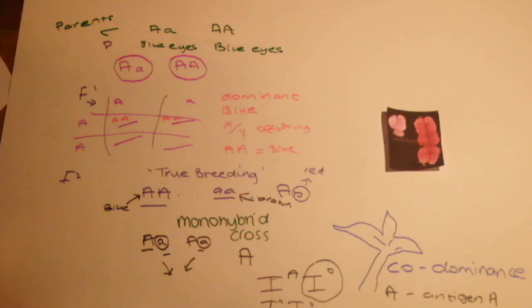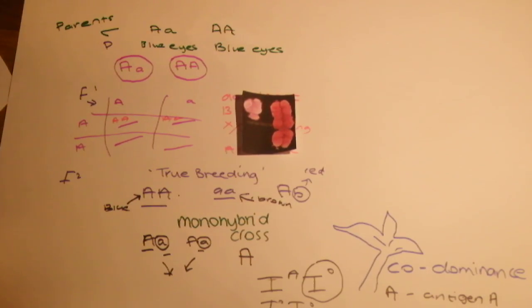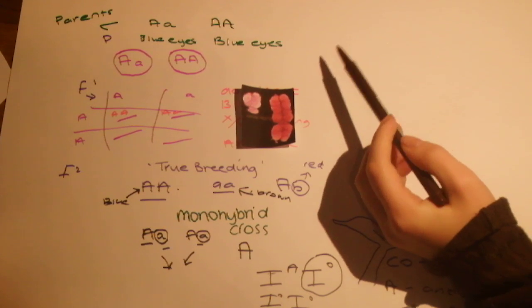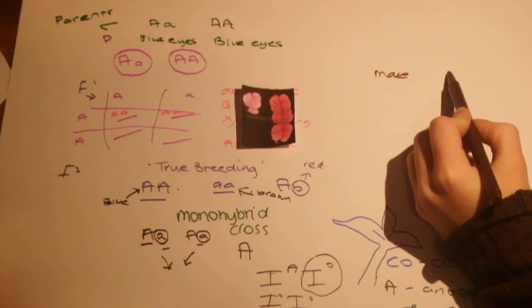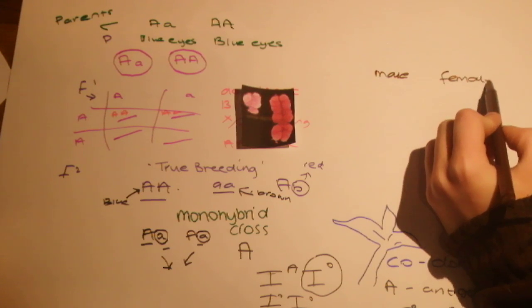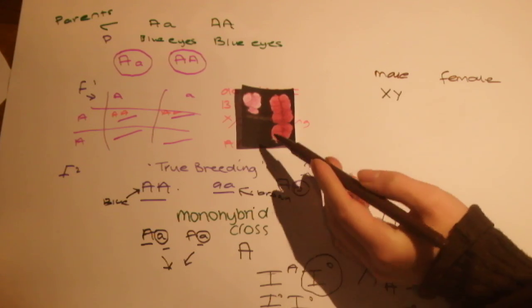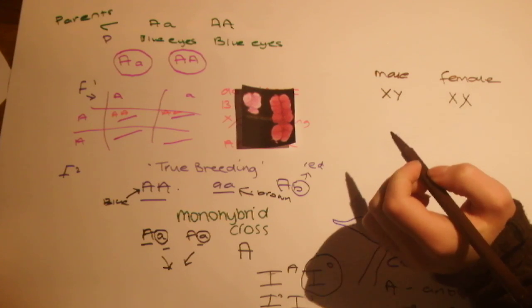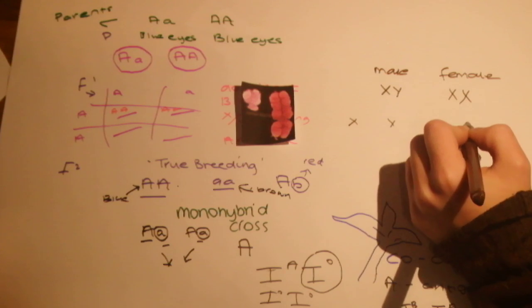Yeah, so I'll get to that a bit later. I'll just put that to one corner. So if I just do a little diagram, if you remember, we need the parental phenotypes, which is male and then female. Then the genotypes for a male is X and Y, as you can see on the picture, and the female is X and X. So the gametes are X, Y, and X, X.